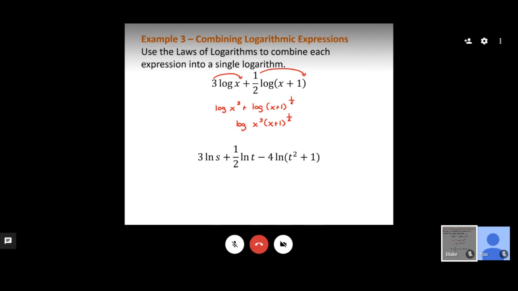Now, don't try to distribute anything inside there, right? Because that x plus 1 is being raised to the 1/2 power. That's like a square root. Therefore, we can't distribute that x cubed into that set of parentheses there. Any questions on that one?